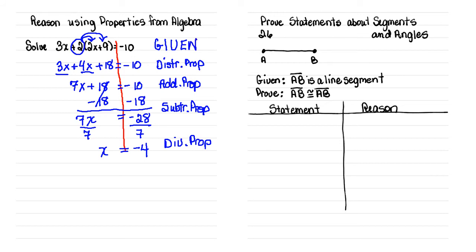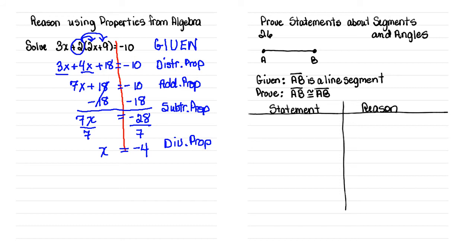Proving statements about segments and angles is much like when we use algebra. The only difference is that here we are going to give reasons of either a definition in geometry, a postulate from geometry, a property in geometry, and maybe a theorem that has already been done before. All right, we're given that AB is a line segment, and what we need to do is prove AB is congruent to segment AB.